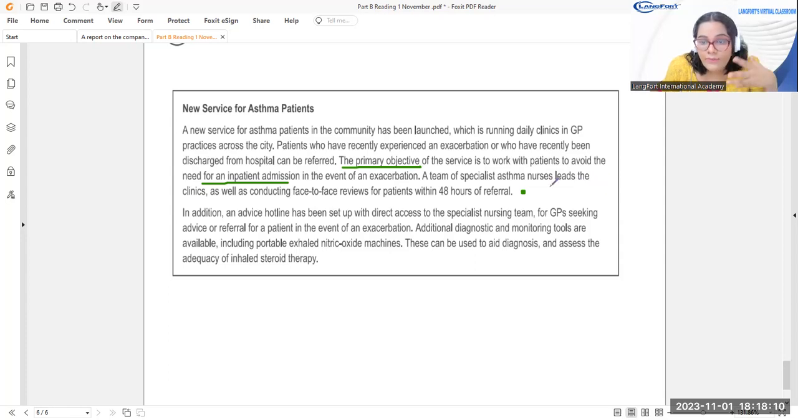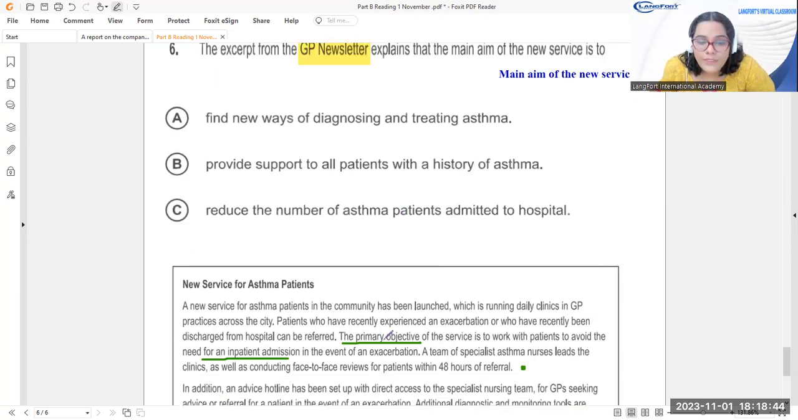They have access to a team of specialist nurses who lead the whole thing. Once there is a referral, within 48 hours they can get a face-to-face review. They have an advice hotline where they get direct access to the specialist nurse team. GPs can get advice or referral for a patient in the event of an exacerbation with the help of this hotline. They have additional diagnostic and monitoring tools, including portable exhaled nitric oxide machines. All these can help with diagnosis and assessing the need for inhaled steroid therapy. Okay, all right.